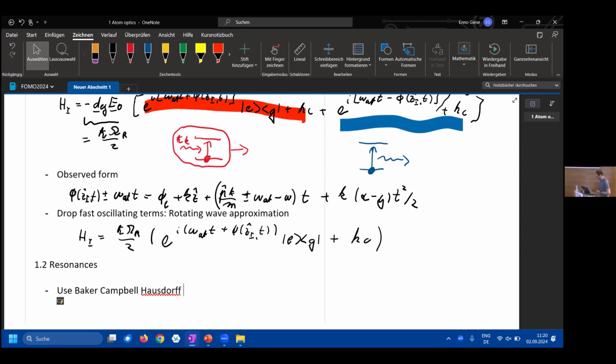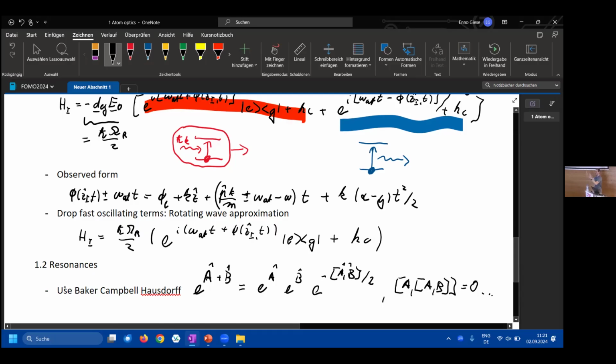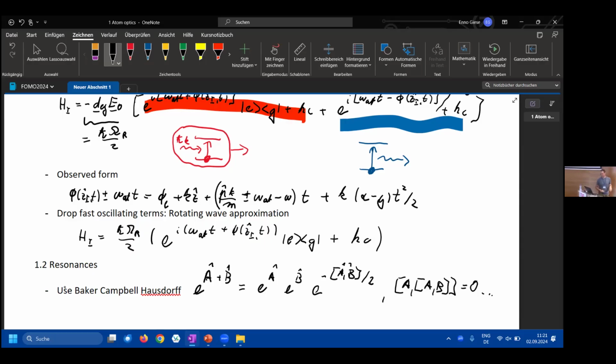Okay, so now we use Baker-Campbell-Hausdorff to identify this momentum kick. And you're all familiar with Baker-Campbell-Hausdorff, I guess, after this lecture. So what we will see is the following, and it's just a relation that we will use. So it's e to the A plus B, where we have two operators A and B. And this relation says that it's e to the A times e to the B times e to the minus commutator of A and B divided by 2, if higher order commutators vanish, and so on. Okay? In that case, you can now apply Baker-Campbell-Hausdorff and identify this momentum kick.